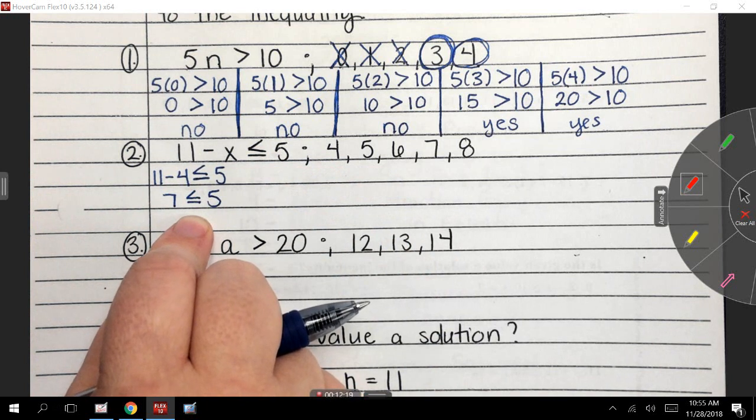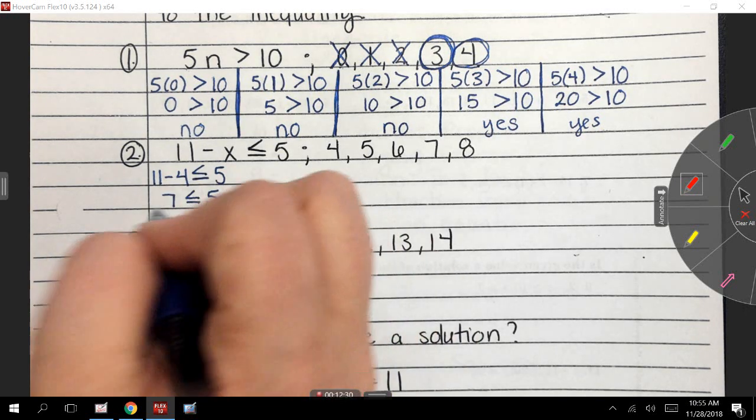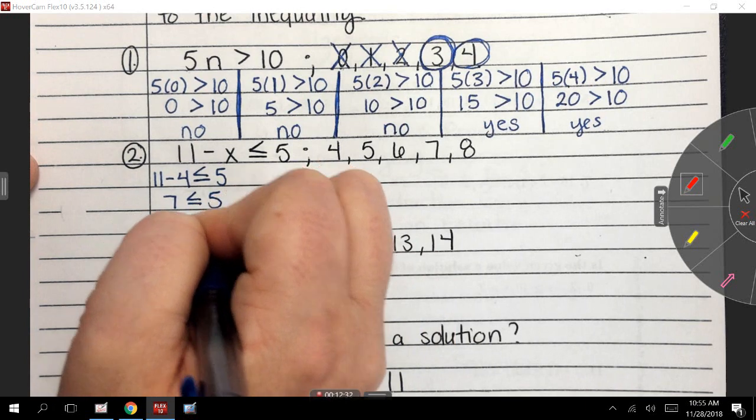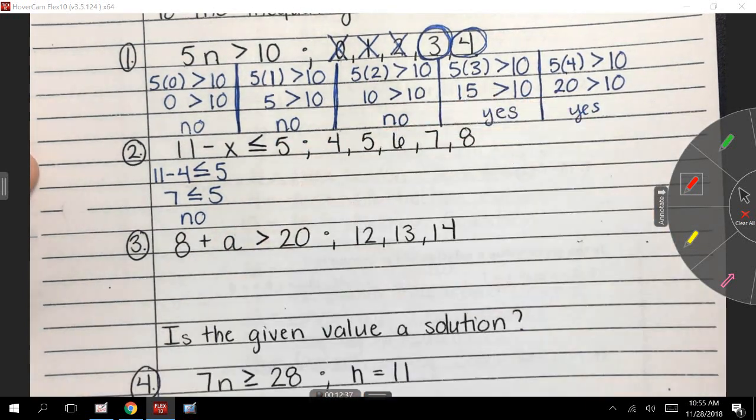So just go back to thinking about, is the alligator eating the big number? Is the alligator eating the big number here? No, it's eating the little one. Is that right? No, guys, alligators are hungry. So this is going to be no. And then I need to mark that number out.